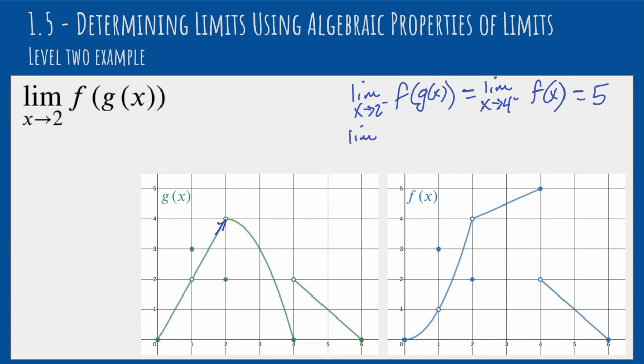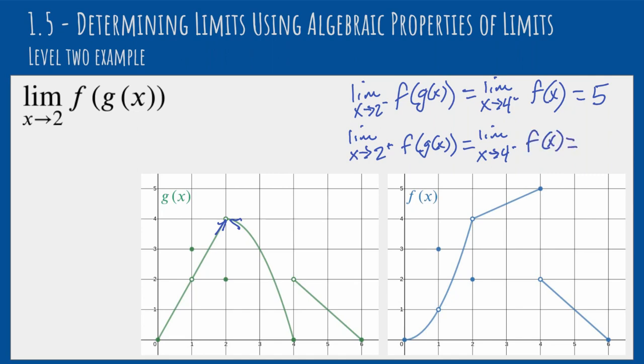Here's what's going to be different though. As we approach 2 from the right on g, so we're plugging it into the inner function, we're approaching 4, but this time it's 4 from below. So notice the graph of g is below 4 on the y-axis as we approach that value from the right. So this is actually going to be the same limit.